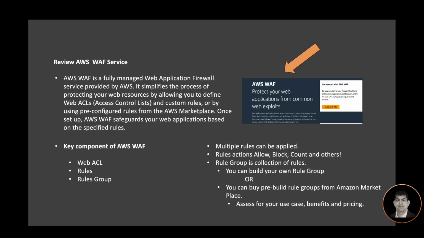The key components of WAF are web ACL, rules, and rule groups. Multiple rules can be applied, and the priority of those rules can be adjusted if you have multiple rules. Rule action can be allow, block, count, and a few others. A rule group is a collection of rules. We can build our own rule group, or we can buy pre-built rule groups from the AWS Marketplace. Of course, if we're buying a pre-built group, there is a cost associated with that. Nothing is free. So in this case, assess the benefit and pricing for your use case.